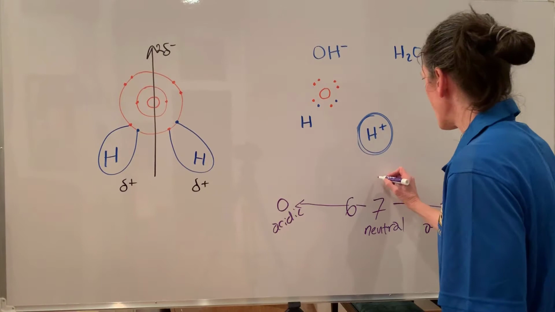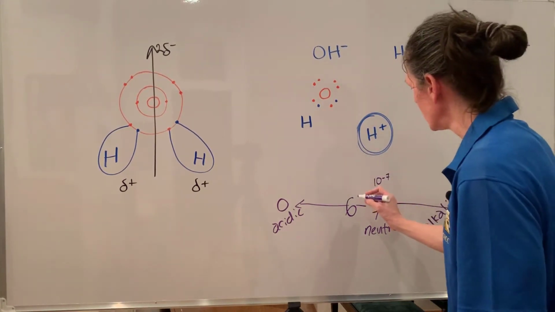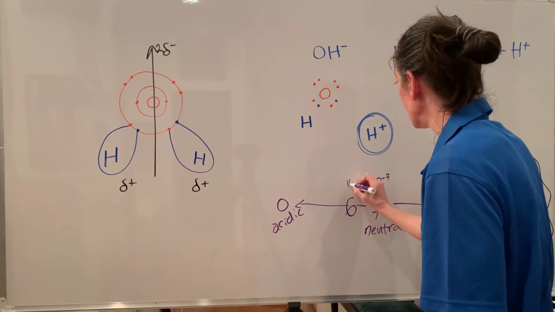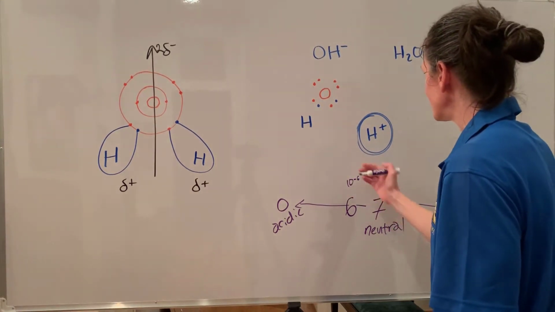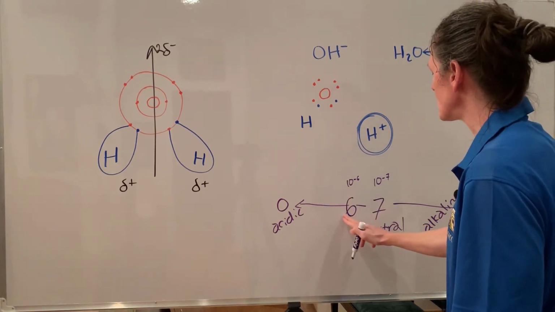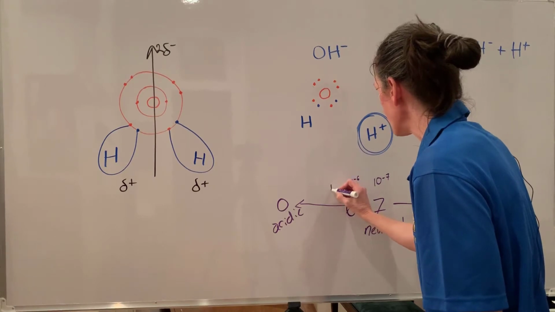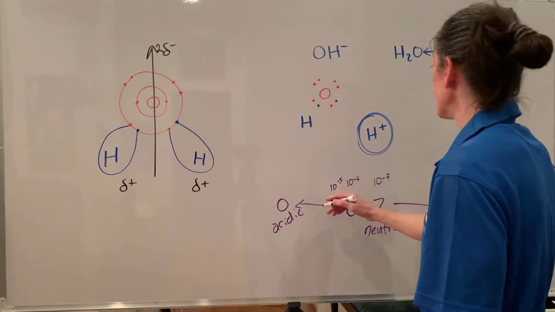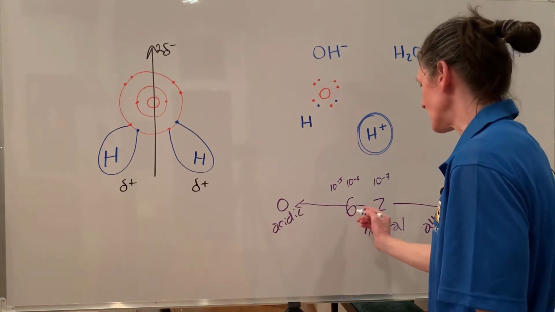So if we go back to our molar concentrations, 10 to the negative 7 is neutral. If we had 10 to the negative 6, which is slightly acidic, that's going to be a 10-fold concentration in hydrogen ion more than we have at neutral. 10 to the negative 5 is going to be a 10-fold concentration more than 10 to the negative 6.